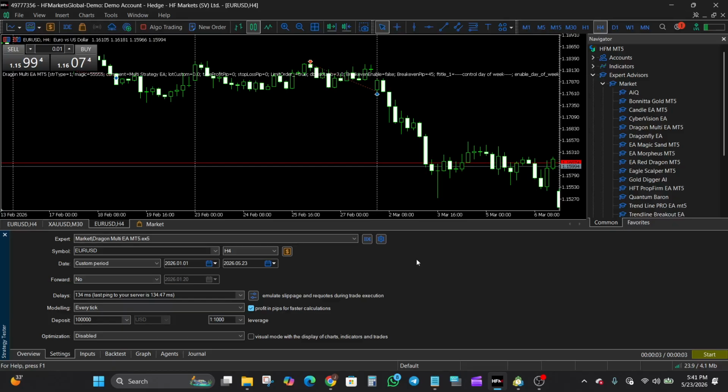So overall, the Dragon Multi EA for MT5 presents itself as a flexible multi-strategy price action system with configurable risk controls and support for several major Forex pairs across multiple time frames.